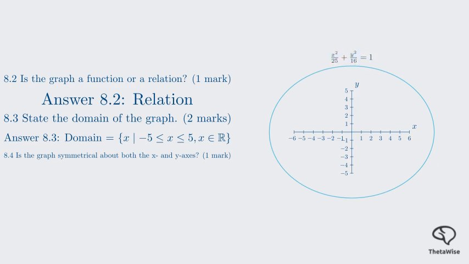This can also be seen mathematically. The equation x squared over a squared plus y squared over b squared equals 1 contains only squared terms. Replacing x with -x or y with -y doesn't change the equation, which is the test for symmetry. So the answer to 8.4 is yes, it is symmetrical about both axes.